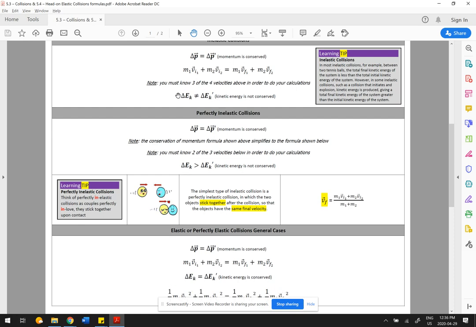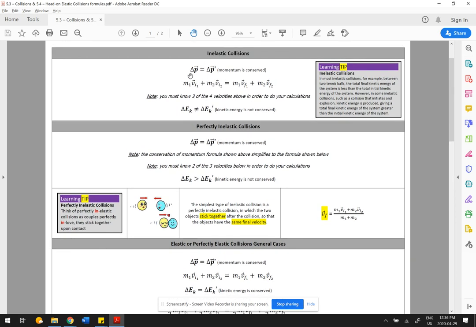Now, in terms of kinetic energy, we can use our kinetic energy formula over here. And what we're going to find is that the kinetic energy before does not equal the kinetic energy after. So in mathematical terms, the left side does not equal the right side. And that is in terms of inelastic collisions.